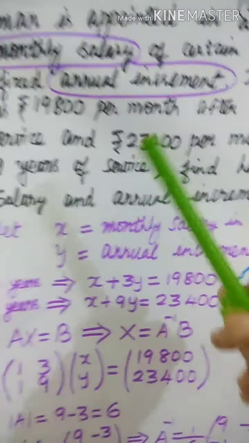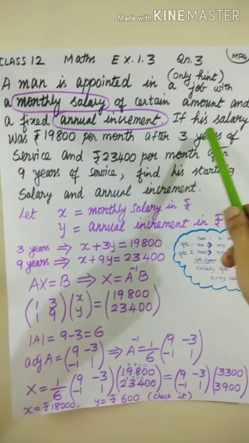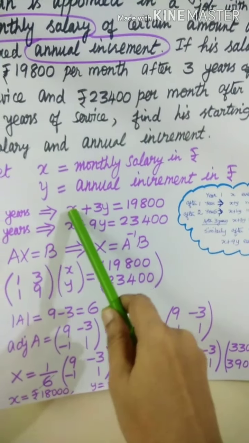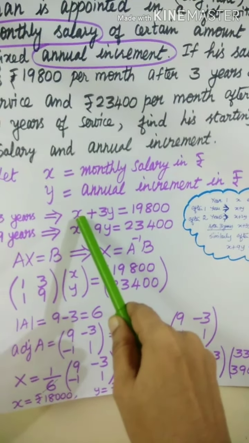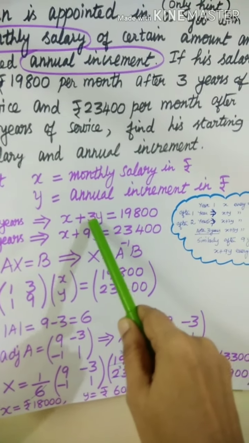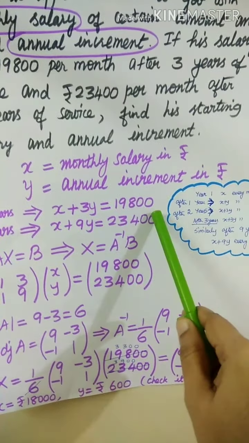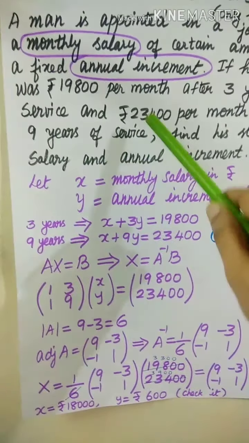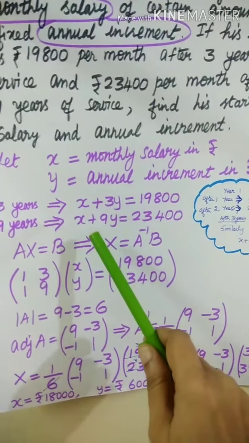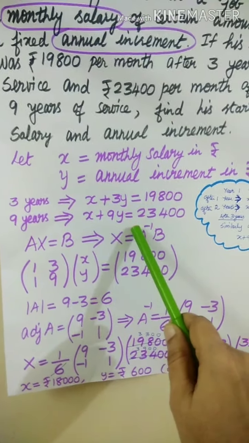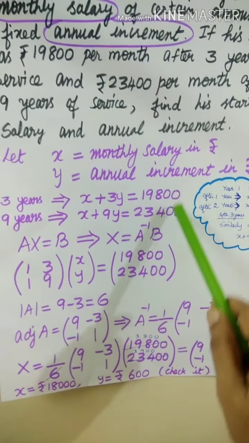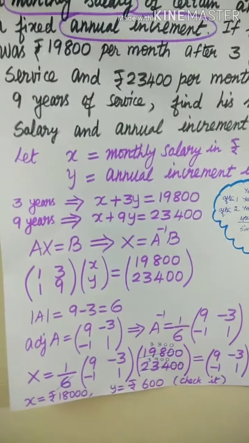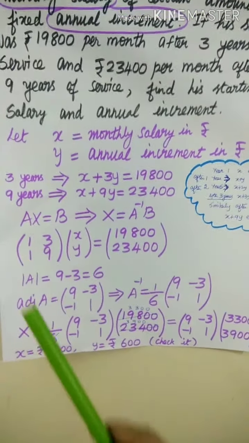Now coming back to the question. The question says, his salary after 3 years is 19,800. So how will you write that equation? X, the first starting salary, plus after 3 years, so 3 years increment, 3 into Y is equal to 19,800. Similarly, after 9 years of service, 23,400. So we will write it as X plus 9Y equal to 23,400. So how many equations do we have? 2. And how many unknowns? Say X and Y.